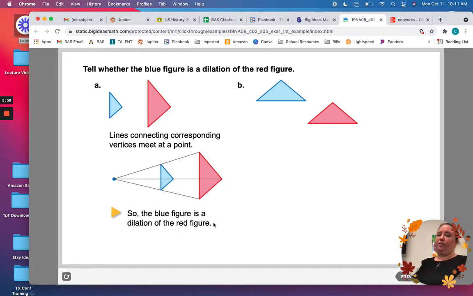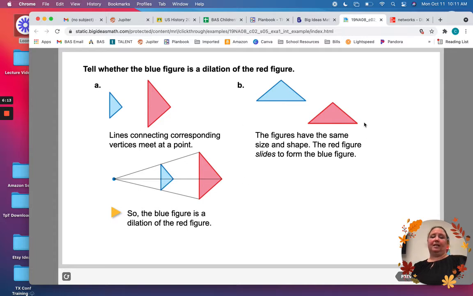So yes, the blue figure is a dilation of the red figure. Is it larger or smaller? Larger. Oh, it's smaller. Yes, it is smaller, so it actually constricted, but semantics.